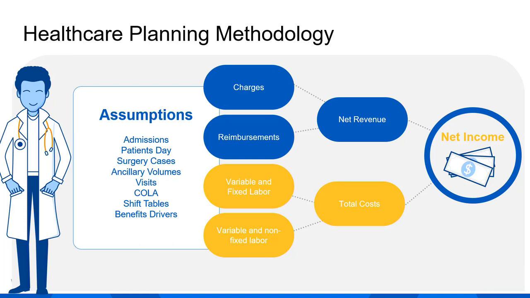These high-level assumptions at the entity level drive the volumes at the departmental level. As a best practice, we would use the same drivers to calculate net patient service revenue and labor and non-labor expenses to get to the budgeted net income. This means that the volume drivers for expenses and patient service revenue always remain in sync.